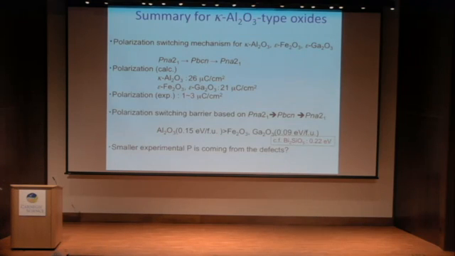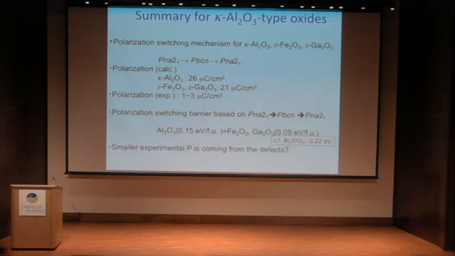So this is a summary for the kappa alumina type oxide. And there are many kinds of kappa alumina type compounds, ABO3, including the Sasaki oxide. Anyway, maybe the intermediate phase during the polarization switching is the PBCN. And the calculated polarization is 26 or 21 for this material.